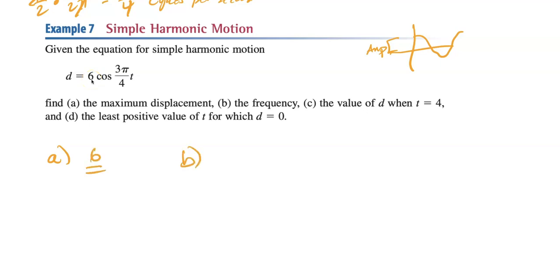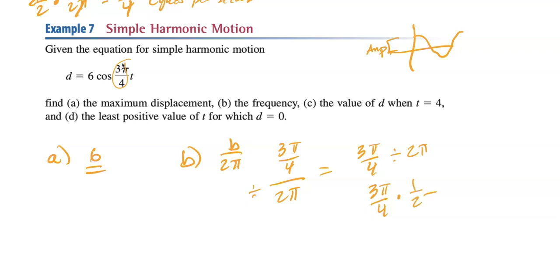Next is the frequency. That's just the formula, B over 2 pi. The formula is the reciprocal of the period formula. So our B here is sitting next to your t. So this is our B: 3 pi over 4 over 2 pi. And again, don't freak out when you see that. That's just a divide sign. So 3 pi over 4 divided by 2 pi. So 3 pi over 4 times the reciprocal. The pi's will cancel, and you get 3 over 8 cycles per second.